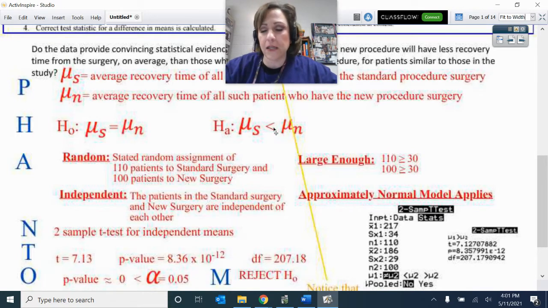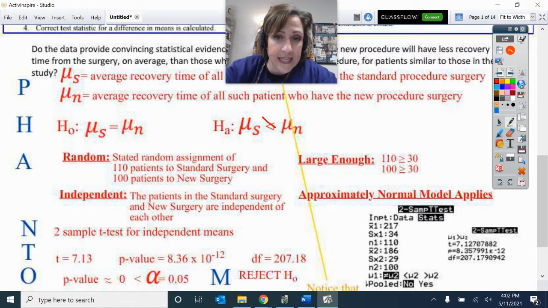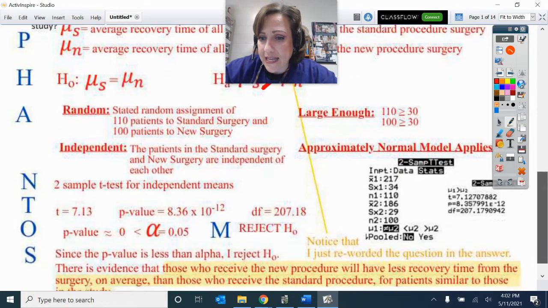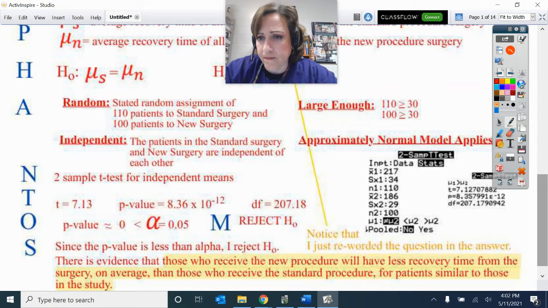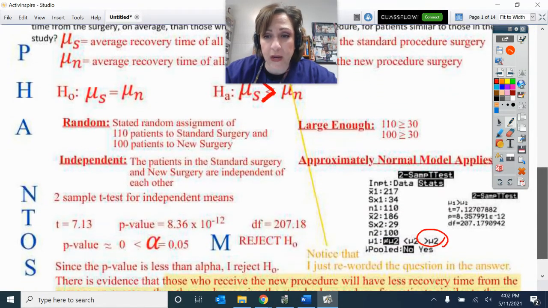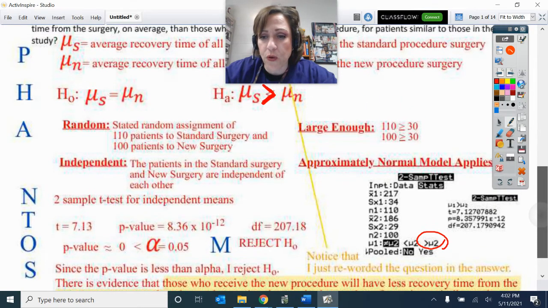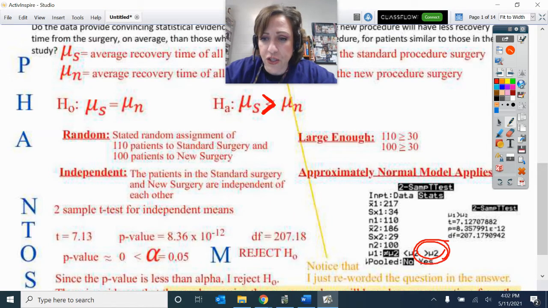I did that the wrong way. I got to fix that. If the recovery time on the new is less than the standard, okay? And I need to double check and make sure that I did my calculator math correct, and I'll go back and I'll check that here in a minute. But there was that. So that is what I should have circled. Maybe I did before I ran that two sample t-test.